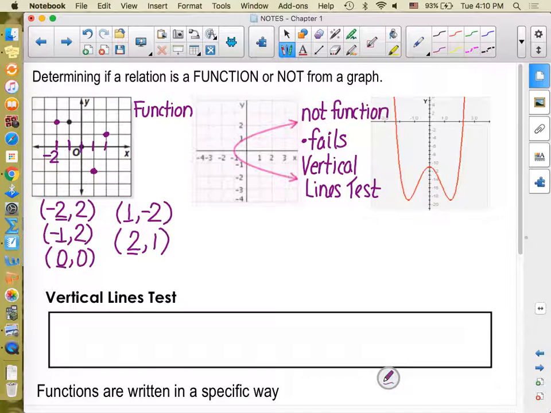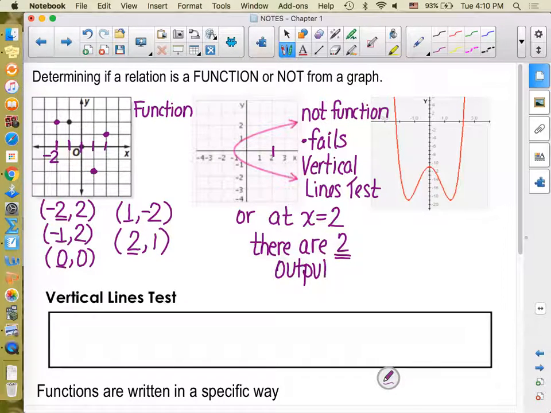Here's the other reason you can say it's not a function: you could give an example. You could say, and I'm just picking a location, at x is 2, there are 2 outputs. There's more than one output. So at x is 2, I can output a number up around 1.8. I can output a number down around -1.8.